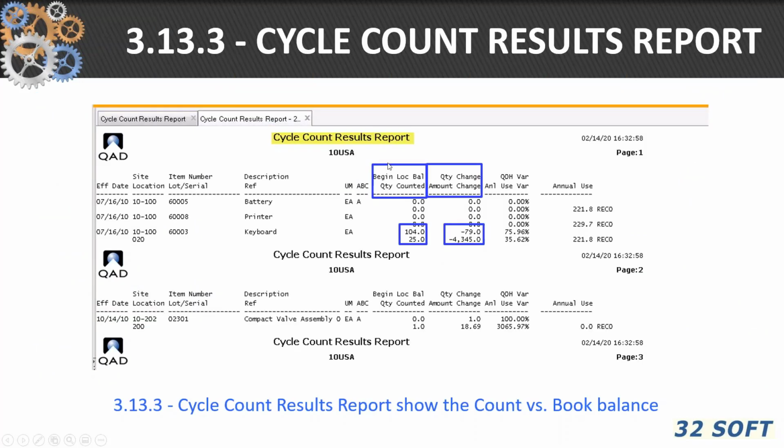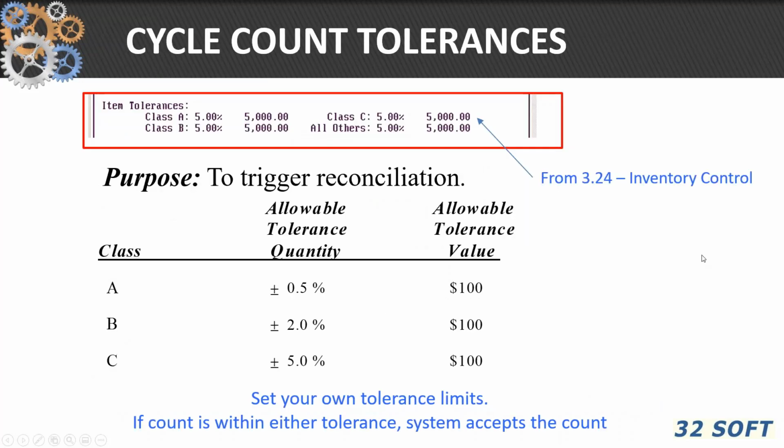3.13.3 is the results report, and here you can see this gives you the beginning location balance, quantity counted, the quantity change, and the amount change. So these are the values that you want to pay attention to in terms of count versus that book value. Here in 3.24 is where we set that tolerance, and this is to trigger a reconciliation. Here we've got A items less than 5%, B items tolerance is 2%, or excuse me, 0.5%, C items are 5%, along with a $100 value.